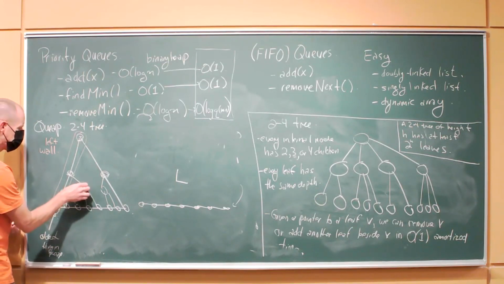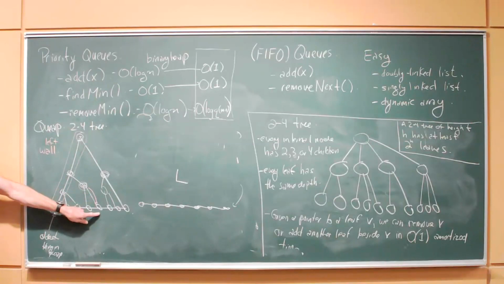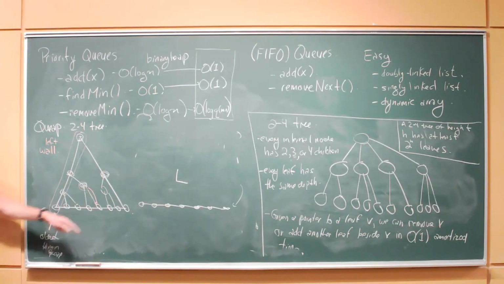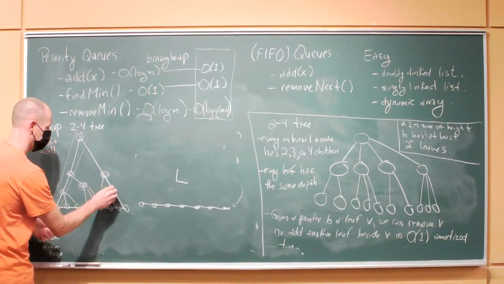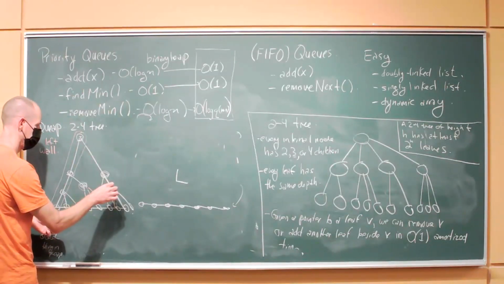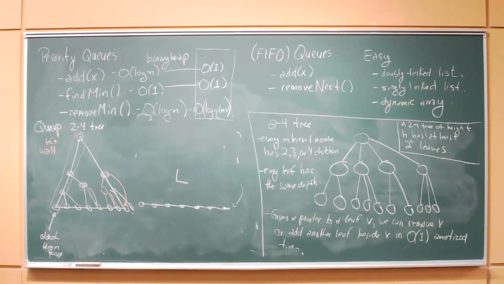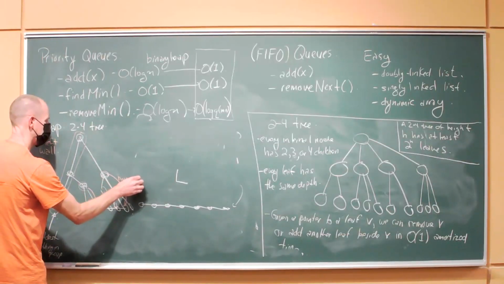A node like this stores a pointer to the smallest leaf in its subtree. So it stores the minimum value of all the leaves in its subtree. This one too. And well, there's a problem there, and then maybe something like that. Okay, so this is just the min in the subtree.